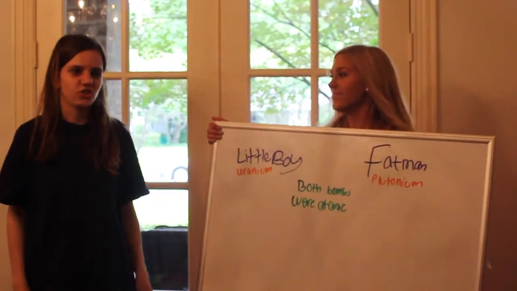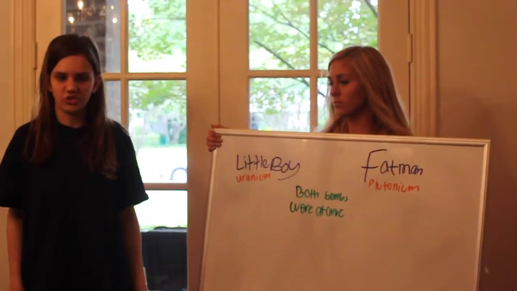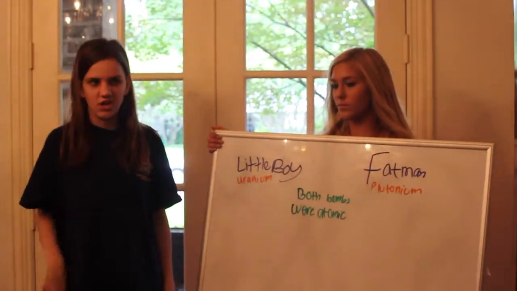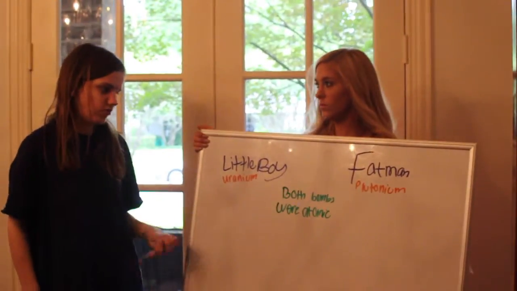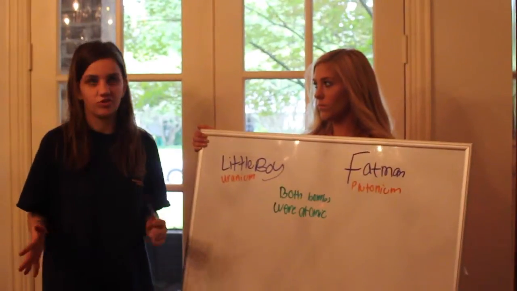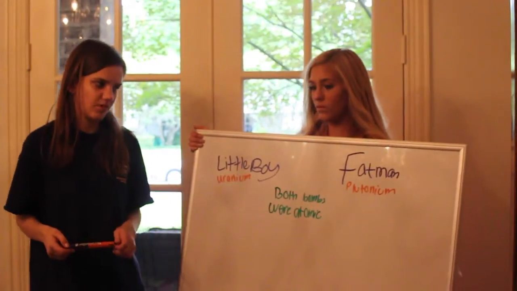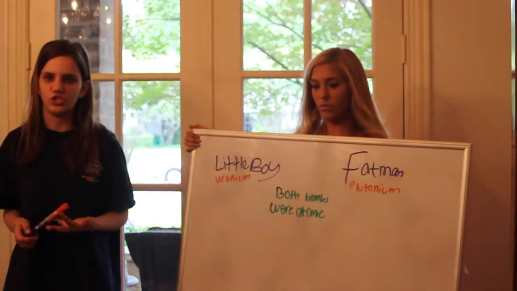Okay, so there were two atomic bombs dropped on Japanese cities. Hiroshima was hit by Little Boy, which was made from uranium, and Fat Man was dropped on Nagasaki, which was made from plutonium. And both these bombs were atomic.